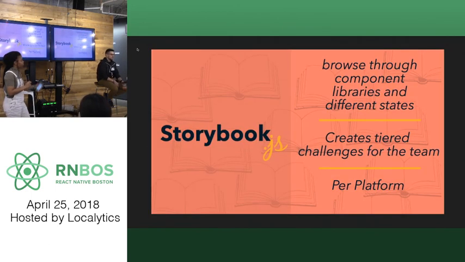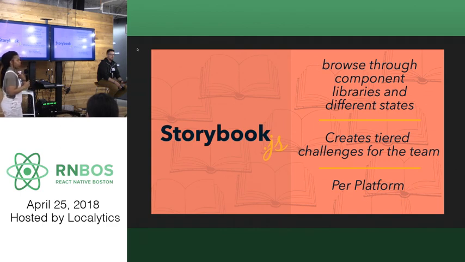Then, in order for us to do isolation, we have to use Storybook.js. It's really great because we're able to browse through the components and know which components are available in our library, as well as check all the different states. So if we have maybe a live state or a no data state, we are able to see that in Storybook. It also creates tiered challenges for the team. By that I mean different levels of developers can work on different components.